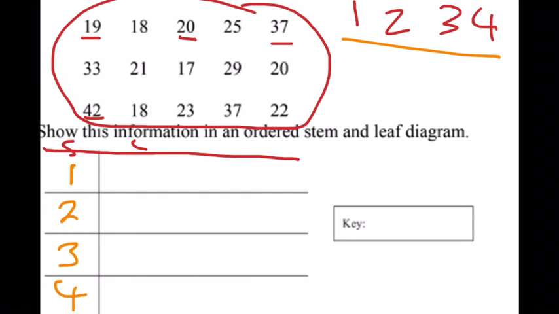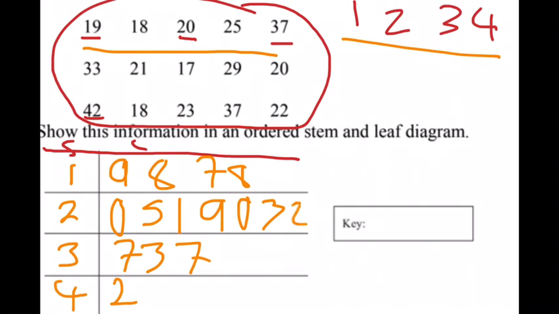Now we just have to write down the leaf from this sequence. I'll teach you how to do that. We have 1 over here, but we still have the 9 remaining to make 19. So let's write it down here. This right here is 19. We just separated the stem from the leaf. We keep on doing that until we finish all the numbers.